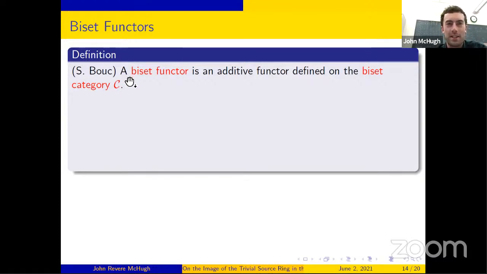Now, for time, I didn't write down the full definition of what a biset functor is or what a biset category is, but I'm going to give you a vague definition of what this thing is. So first of all, a biset functor is an additive functor defined on the biset category C. Okay, this wouldn't be a very satisfactory definition if I didn't give you any more. So let me tell you what the biset category C is. The objects of this category are all finite groups.